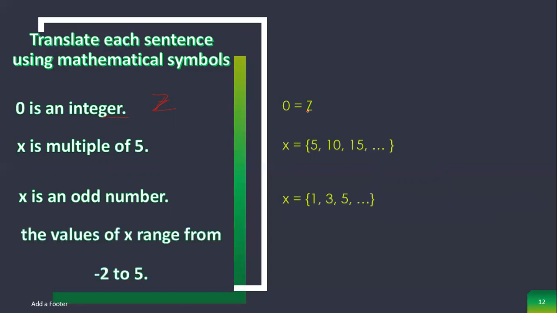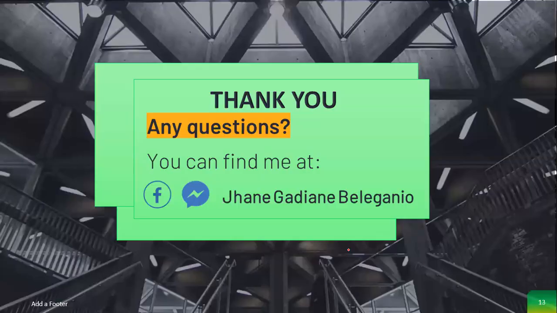The values of x range from -2 to 5. In here, we can make use of the greater than or equal to symbols. So we have here x is greater than or equal to -2 but less than or equal to 5. That is how we translate that sentence using mathematical symbols.